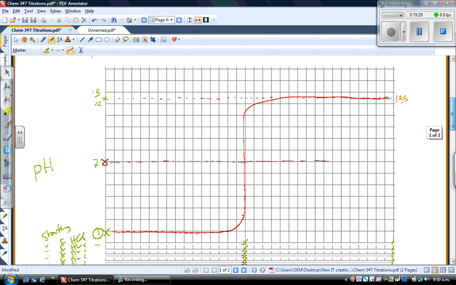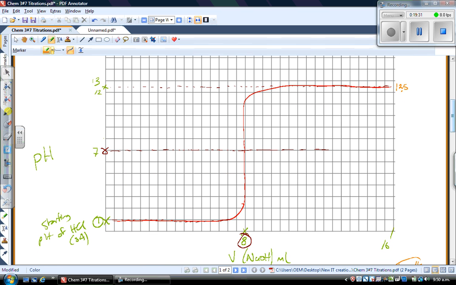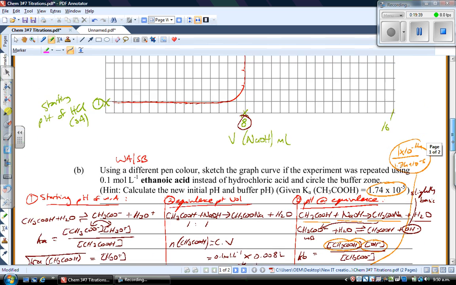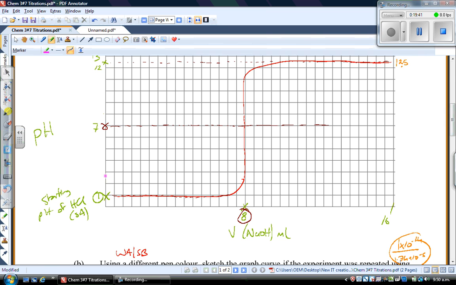So now we've got to try and draw a graph for this one. Let's use a different color. Let's use a pinky color. So our starting pH, 2.9. So 2.9 is going to be around here. That's our starting pH of the weak acid, ethanoic acid. Okay, the other thing we found was that equivalence was at volume 8, and that the midpoint came up at a volume of 4 mL. This is the midpoint volume.